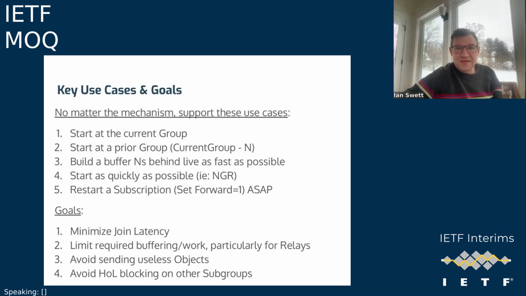Right. So I want to start with what are some key use cases and goals. This is not intended to be exhaustive, but when joining a stream, these are some things that have come up in the past as key use cases. So obviously you want to be able to start at the current group, start at some prior group, and do something similar but subtly different, which is build a buffer n seconds behind live as quickly as possible. The difference between 2 and 3 is, for 2, you probably would use an ascending joining fetch today, and for 3, you'd probably use a descending joining fetch today, if that makes sense.